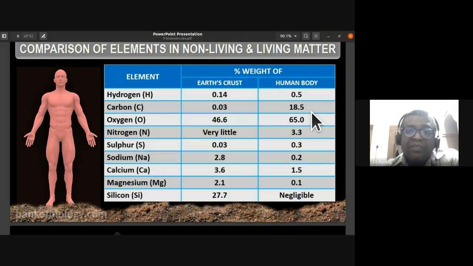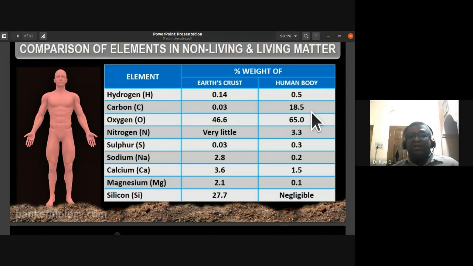Sodium is around 2.8% of the Earth's crust. In the human body, it is very less, that is 0.2 percentage of the weight of the human body consisting of sodium. Calcium is 3.6%. In the human body, it consists of 1.5%, very less when compared to Earth's crust. Magnesium is 2.1% in Earth's crust, and in the human body, it is 0.1%. Silicon is very high in Earth's crust, nearly 27.1%, but in case of the human body, silicon is negligible.